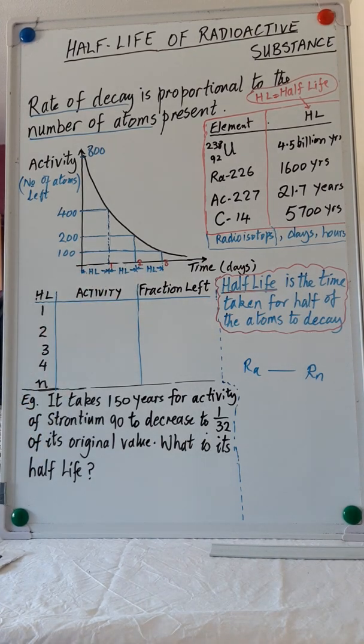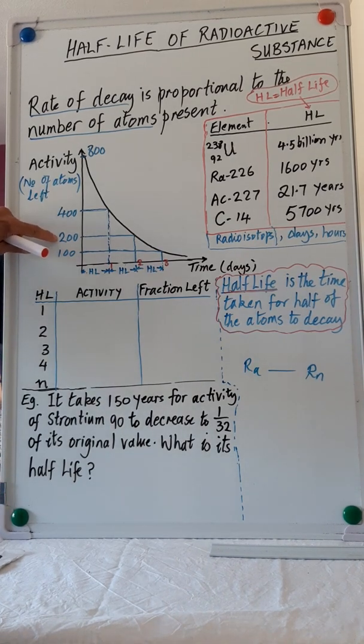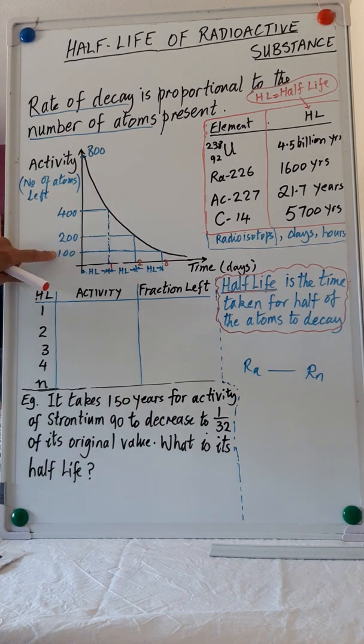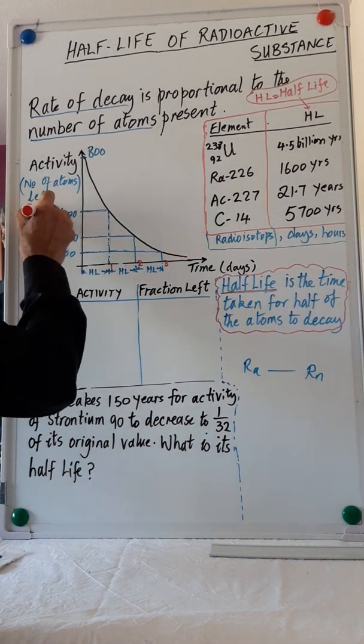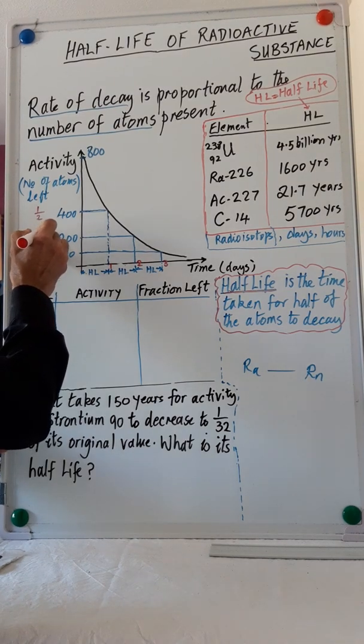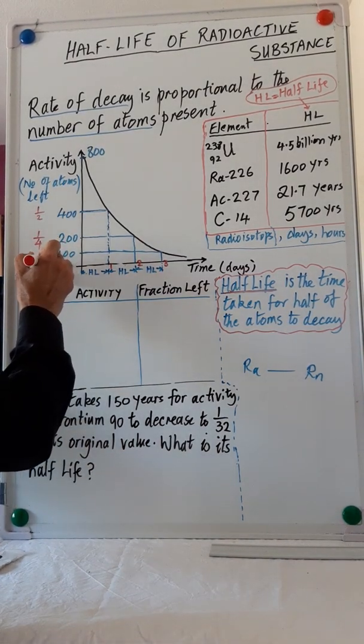So after two half-lives, there'll be 200 atoms of radium left. After three half-lives, there'll be 100 left. Then after four half-lives, 50, and so on. So the fraction left after one half-life is a half. After two half-lives, this is half of a half, which is 1/4. Half of 1/4 is 1/8.